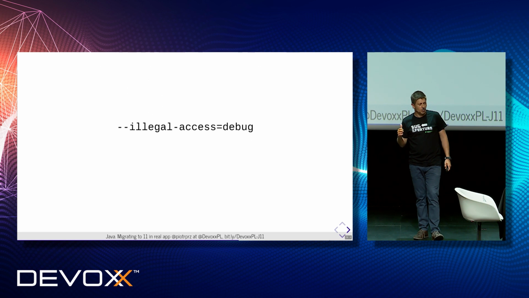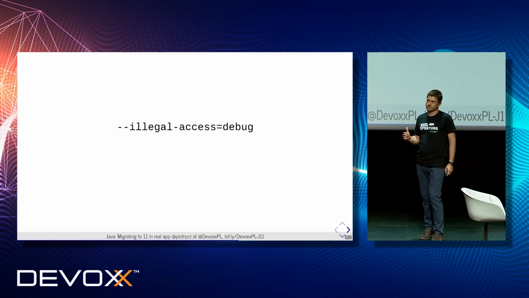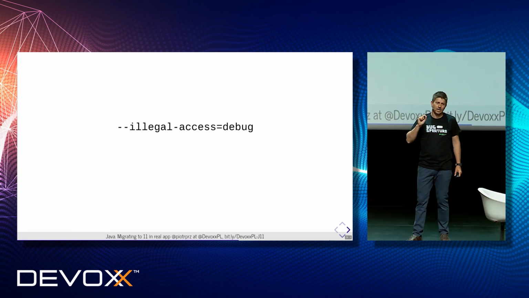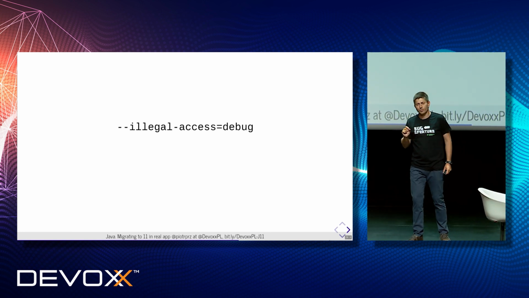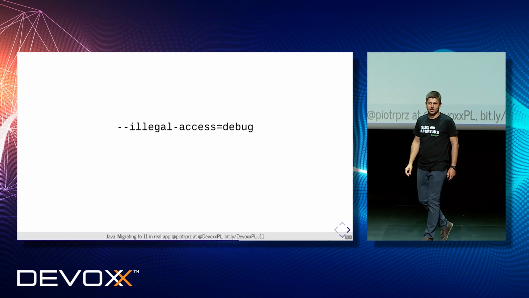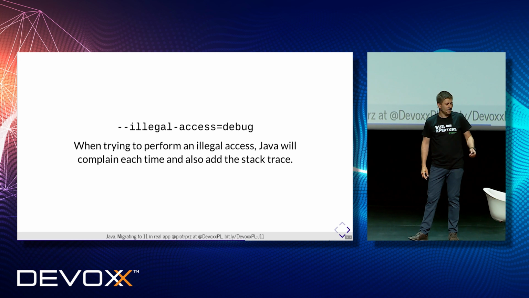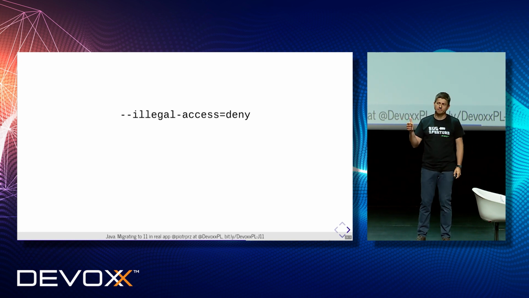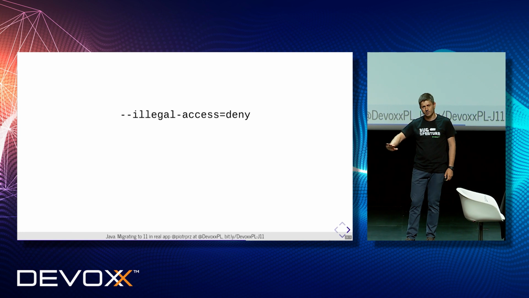Then you can go the mother-in-law option. Not only will it tell you every time you perform an illegal access, it will also show you exactly where it happened because of the stack trace, okay? And finally, you have this father-in-law option, I call it. Deny. It means you can perform an illegal access, but only once. It will show you where, and then you're dead.